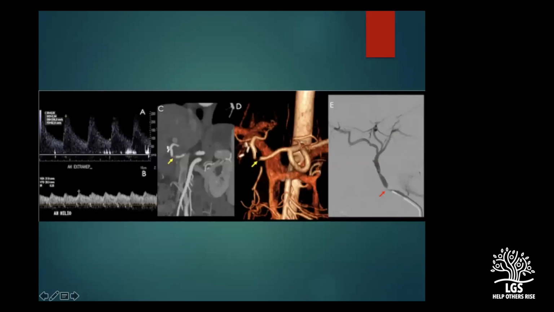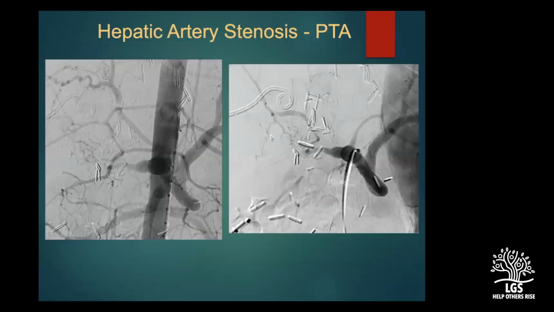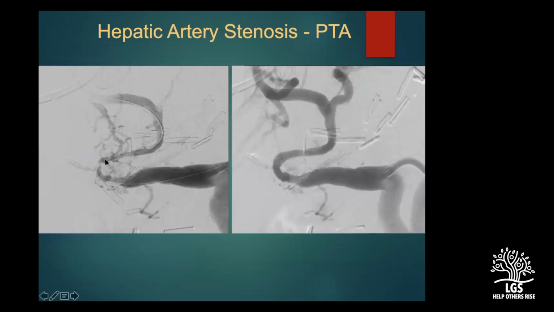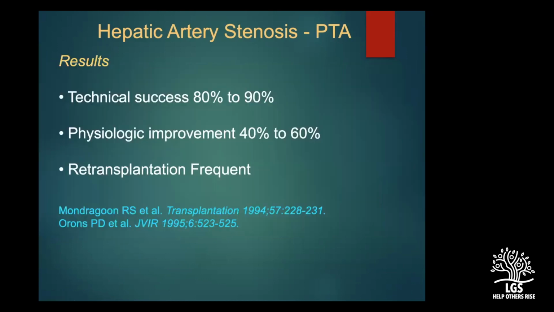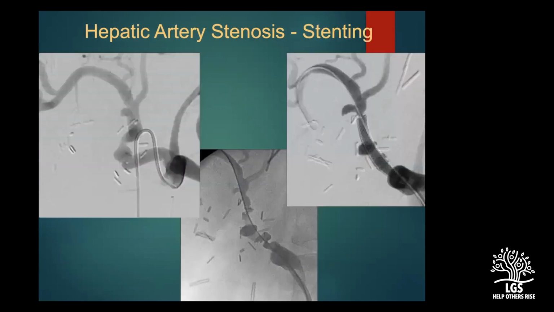If the graft is a little older, we can definitely go in and do the angioplasty. And this is another case wherein there is an abrupt cutoff, and you're not seeing anything beyond the first 3 or 4 centimeters. Again, we can just get inside, use a wire, and plasty it, and this is how the flow can be restored for hepatic artery stenosis. The technical success with hepatic artery stenosis is 80% to 90%, and there is an improvement in 40 to 60% of the cases, although retransplantation is frequent in such cases too.